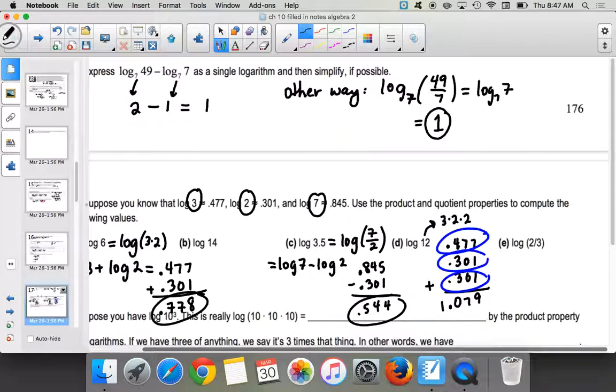All right, so log of 2 thirds. If I have log of 2 thirds, that's log of 2 minus log of 3. Do you guys see that? So log of 2 is 0.301 minus log of 3 was 0.477.